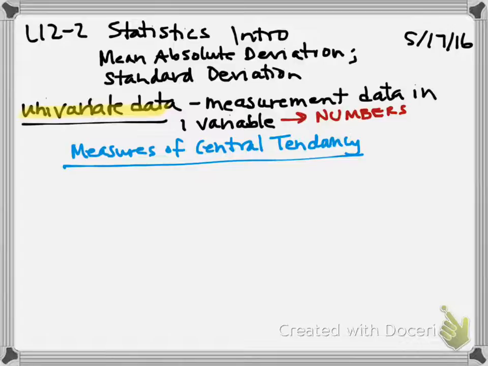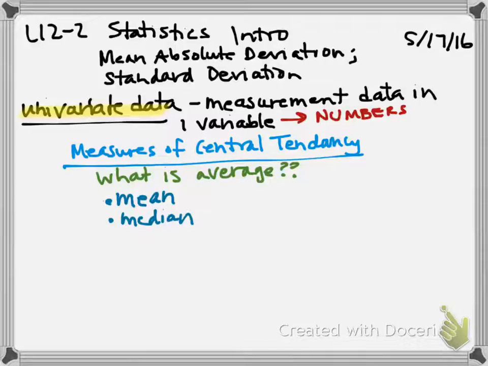In other words, what is average? We actually have 3 statistics that you guys have worked on that are trying to tell what average looks like for that set of data. Those 3 are mean, median, and mode. Okay? Mean, median, mode. They all mean average, but they mean it in different ways.